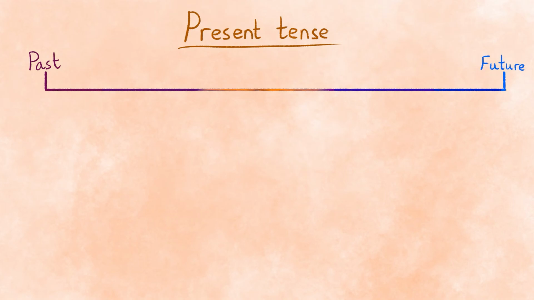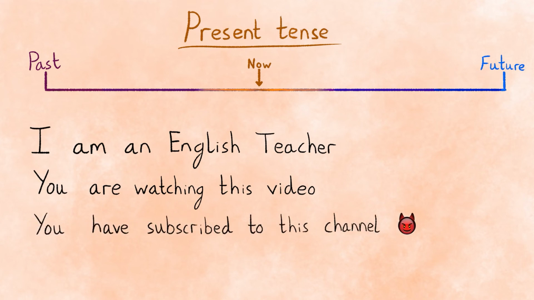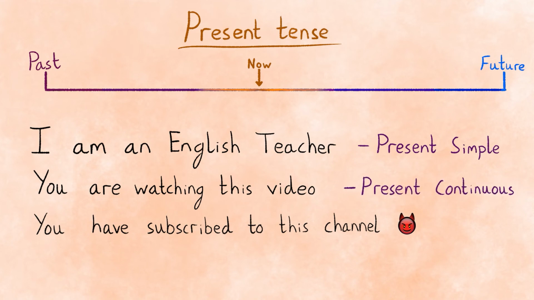The present tense refers to things that are true at this moment in time. For example, I am an English teacher. You are watching this video. You have subscribed to this channel. Here we have three forms of the present tense: the present simple, the present continuous, and the present perfect.